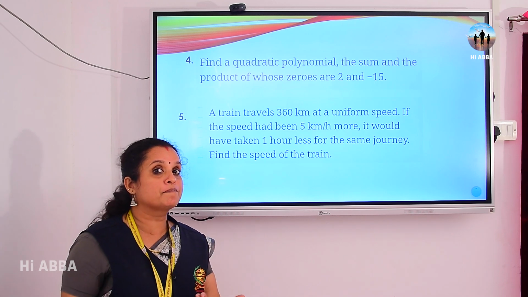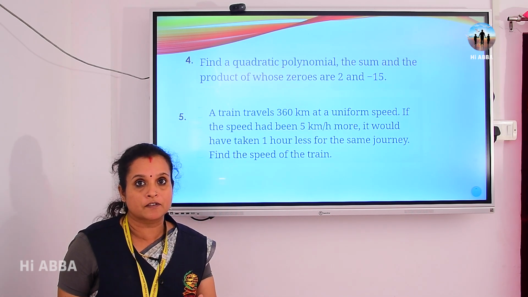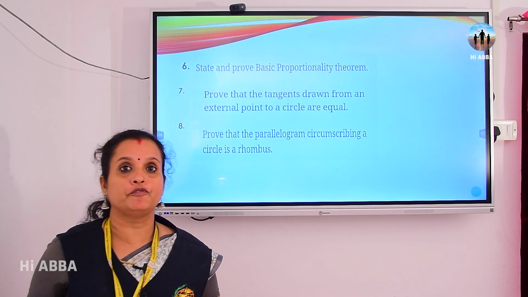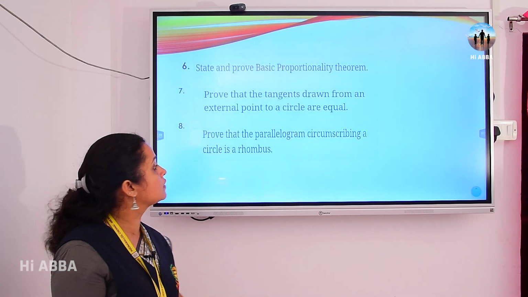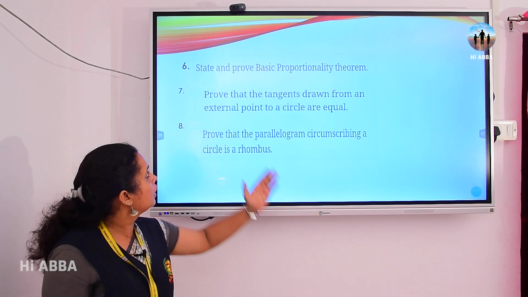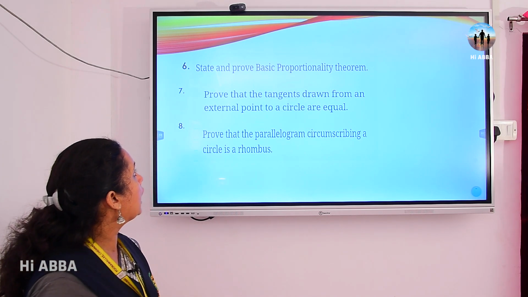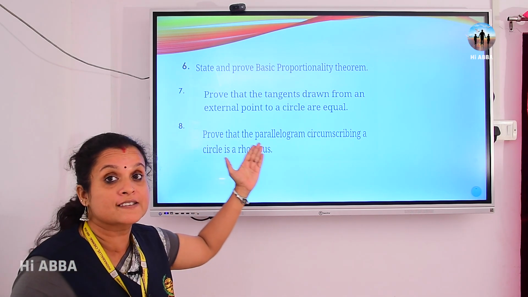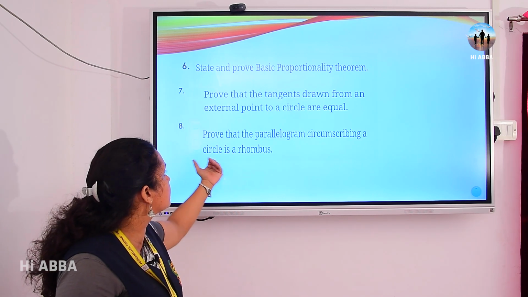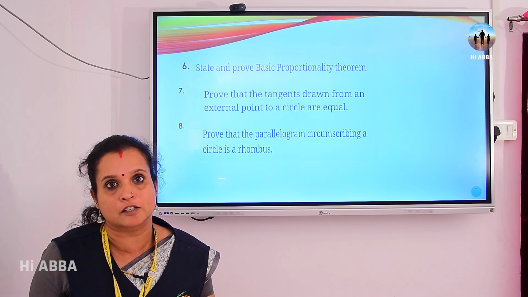And in the chapter quadratic equations, the train problem, everybody knows this one, is it? So you can also expect this in the examination. Moving to theorem based questions, these are the main 3 theorems in the textbook. The first one, state and prove the basic proportionality theorem. The next theorem is from the circle chapter: prove that a parallelogram circumscribing a circle is a rhombus. That is also a very important theorem in this topic.